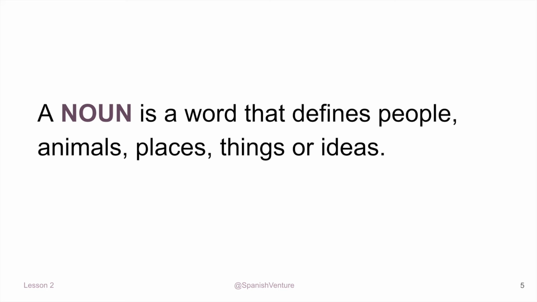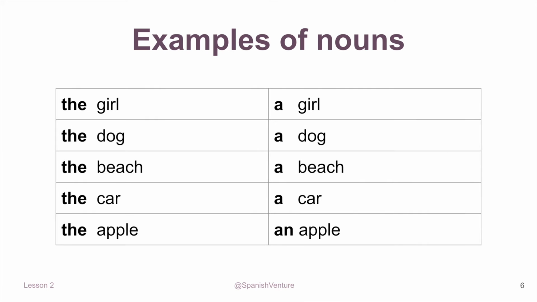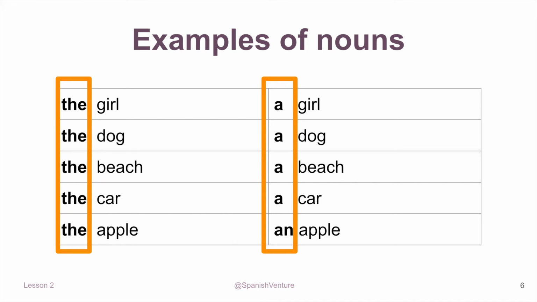We're going to define what a noun is. A noun is a word that defines people, animals, places, things, or ideas. Examples of nouns are girl, dog, beach, car, apple, right? Literally the word that you use to name anything and everything in the world. So notice that on this chart I have added the, and I've added a. The girl, a girl, the dog, a dog, the beach, a beach, the car, a car, the apple, an apple. These little words right here are called articles.